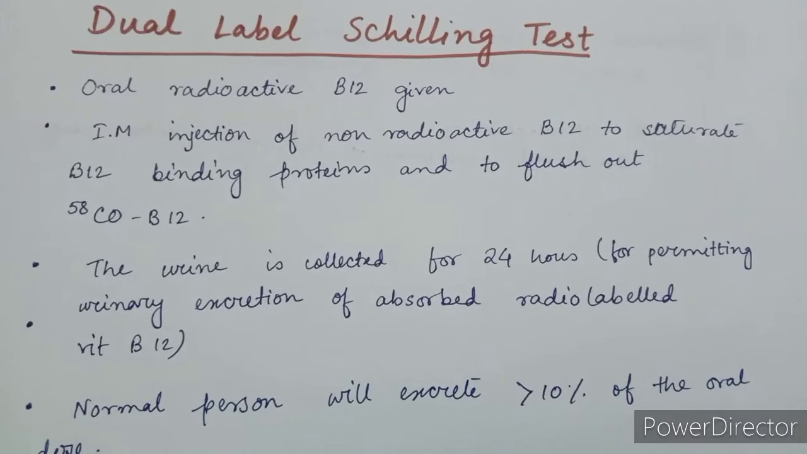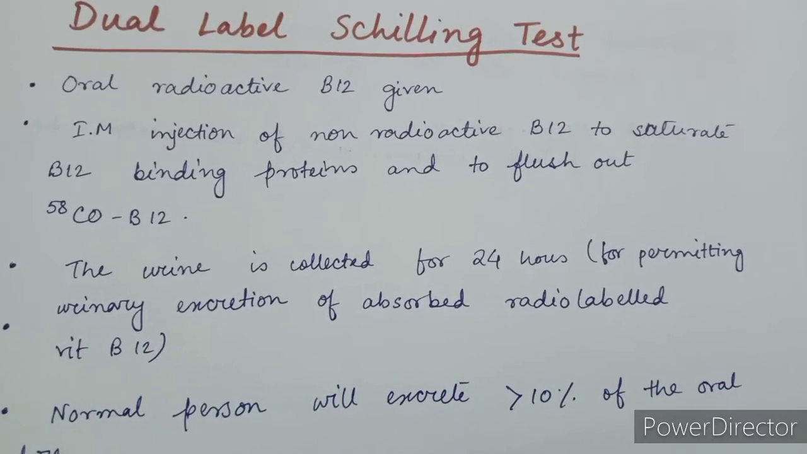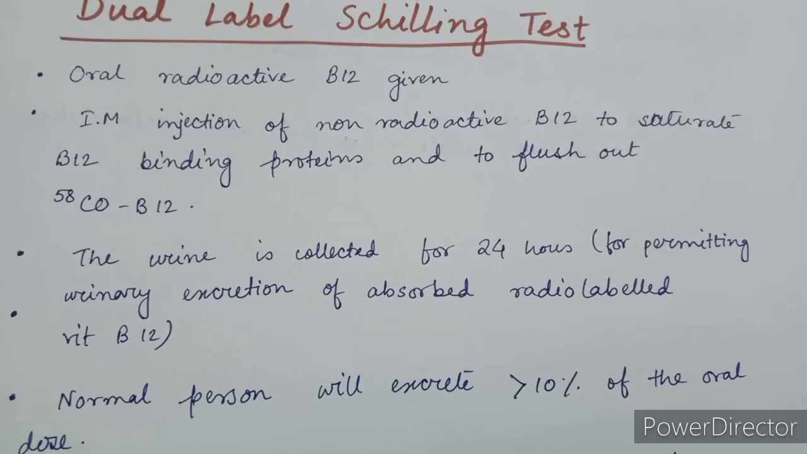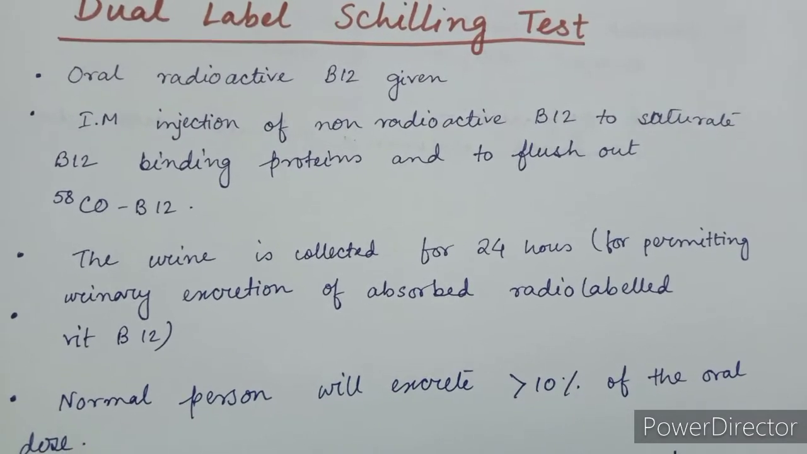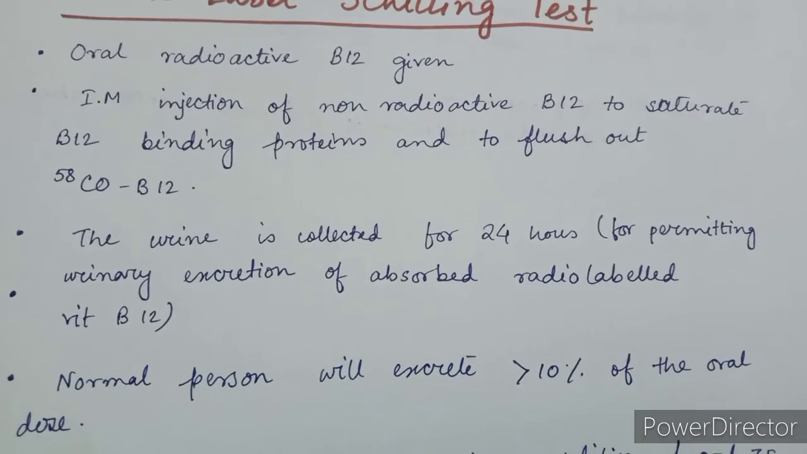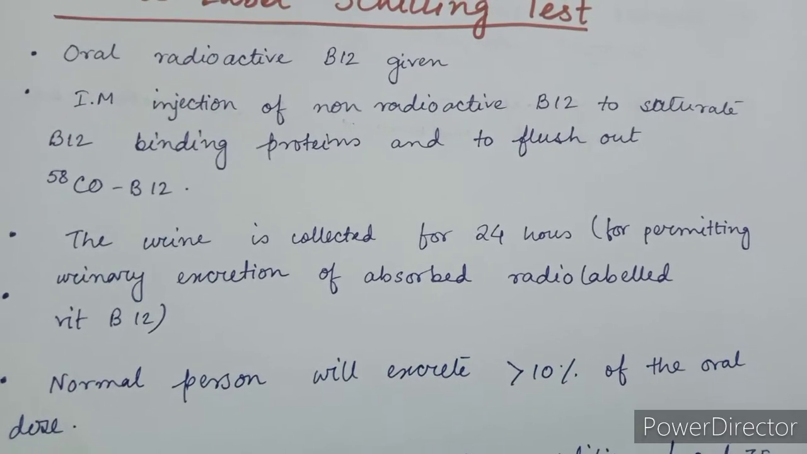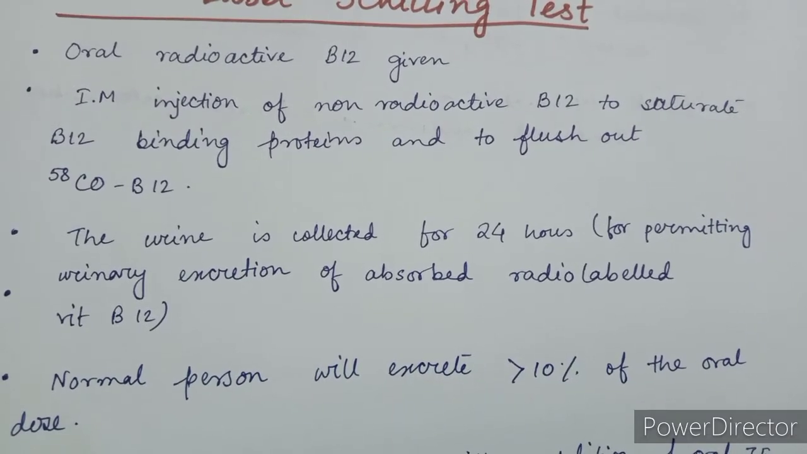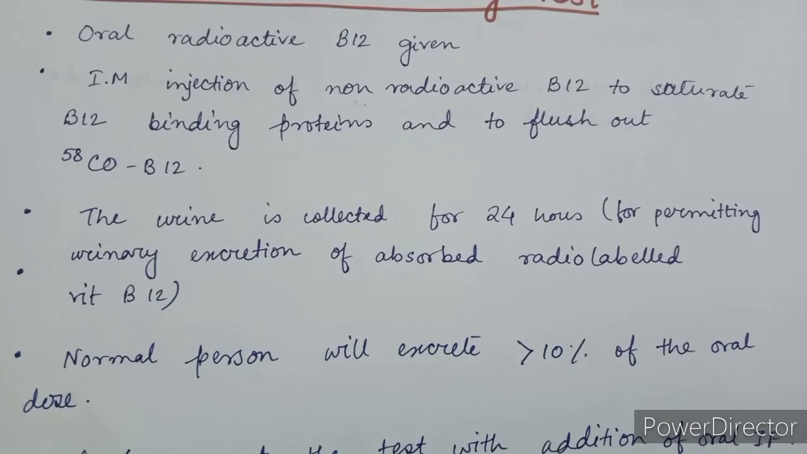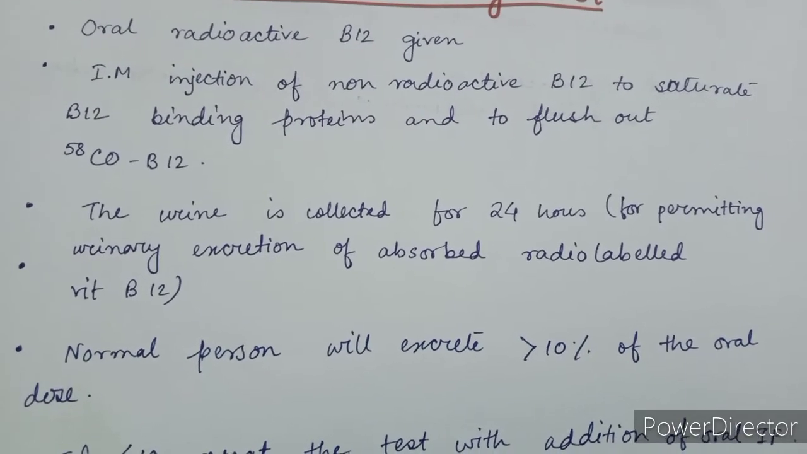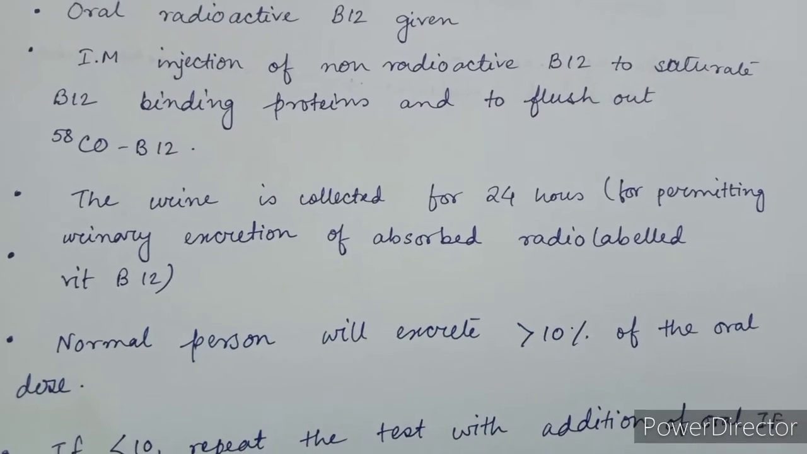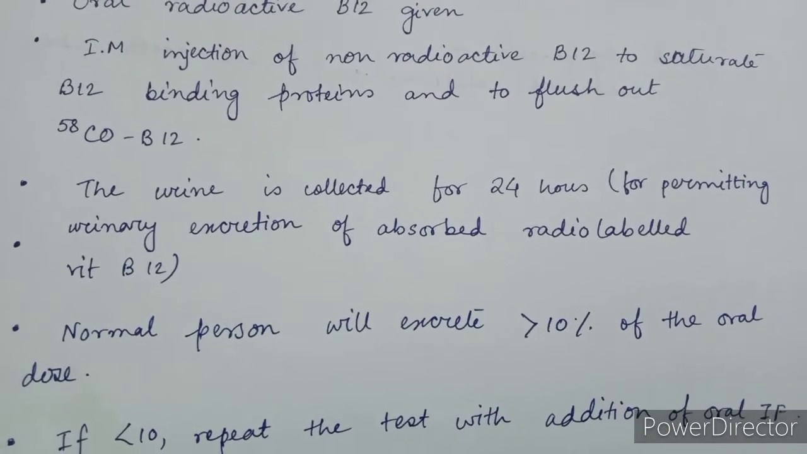The next test is dual level Schilling test. How this is done: oral radioactive vitamin B12 is given, and along with it, intramuscular injection of non-radioactive vitamin B12 is also given to saturate B12 binding protein and to flush out cobalt 58 radioactive vitamin B12. The urine is collected for 24 hours for permitting urinary secretion of absorbed radioactive vitamin B12.